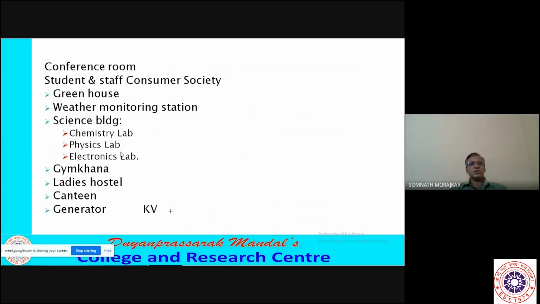Then we have the science building. In the science building, there is a chemistry lab and the chemistry staff room, physics lab and the physics staff room. Then there is an electronics lab and electronics staff room. Beside this, there is one more new building which has the geology laboratory and the classrooms.